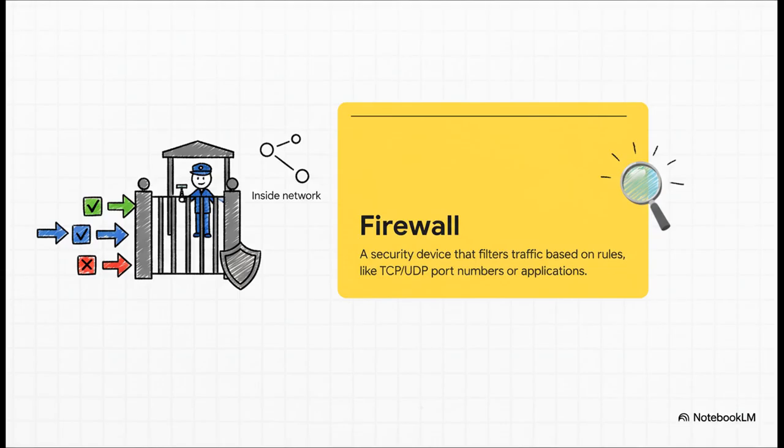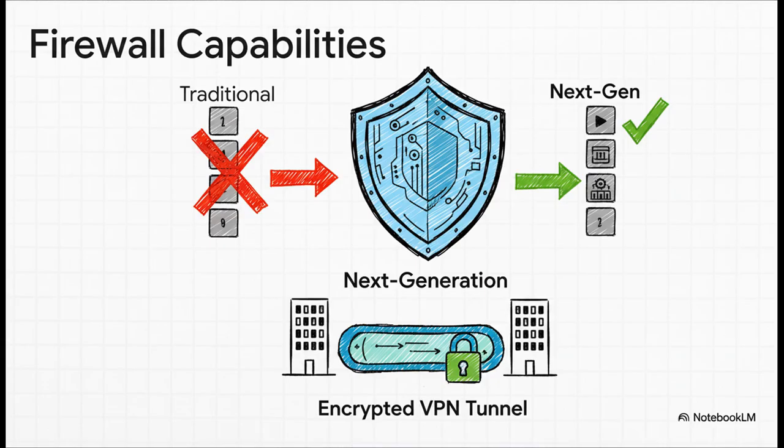It inspects every single piece of traffic trying to come in or go out, and based on a strict set of rules, it decides who's allowed through and who gets turned away. Now, firewalls have gotten a lot smarter over the years. A traditional one might just block or allow traffic based on a port number, which is kind of like a specific doorway into a server. But today's next-generation firewalls can actually identify specific applications, like YouTube or Facebook, and you can create rules for them directly. They also create secure encrypted connections for remote workers, and yep, they can often act as a router too.